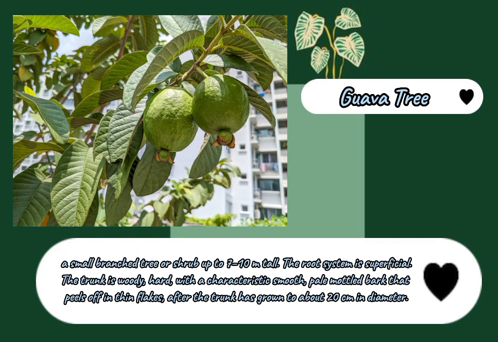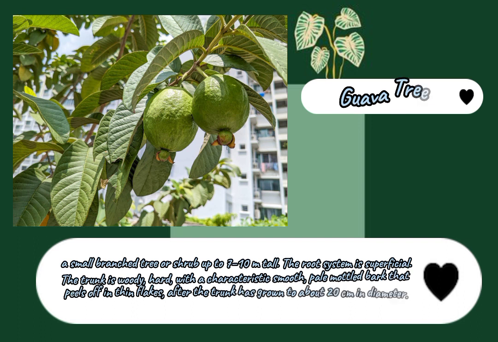The next one is the guava tree, a small branching tree or shrub up to 7 to 10 meters tall. The root system is superficial, the trunk is woody and hard, with a characteristic smooth, pale mottled bark that peels off in thin flakes after the trunk has grown to about 20 centimeters in diameter.